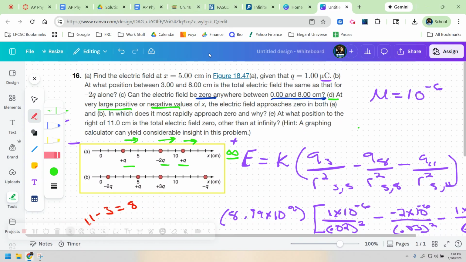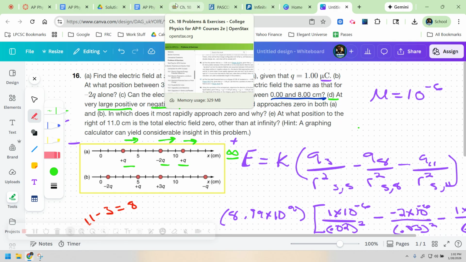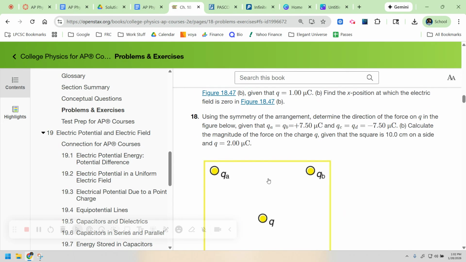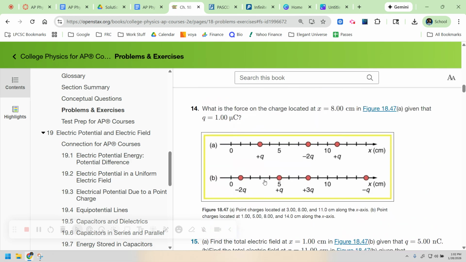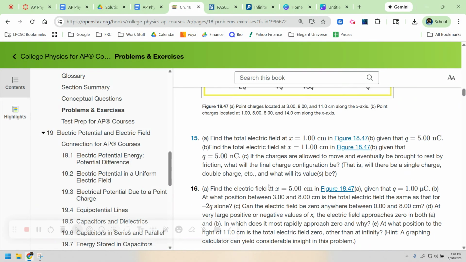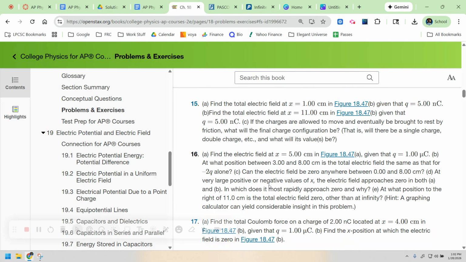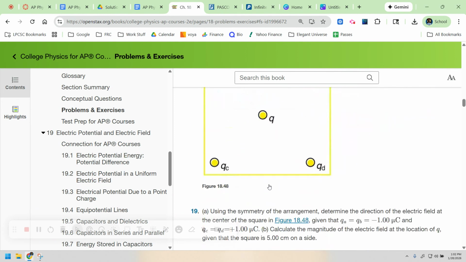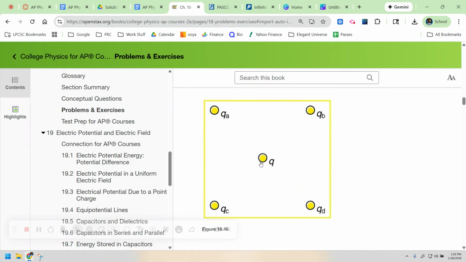Then it says in figure 18.48. So give me a second here. I'm just going to go to that figure. I don't think we have that figure. I think they're talking about point B. Yeah, point B. I don't know why they're calling it figure 48. I'm saying that because there's a, let's see what this is. Yeah, this one here. So they put down the wrong thing.